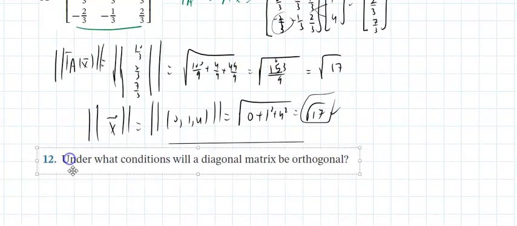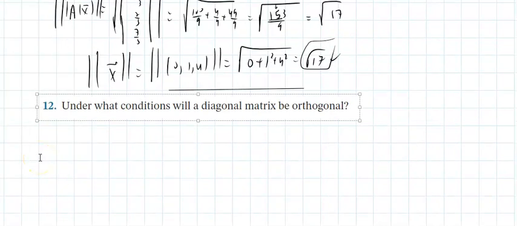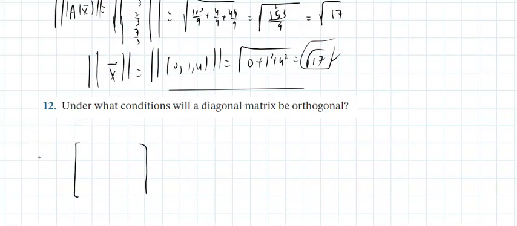Under what condition will a diagonal matrix be orthogonal? Okay, if we have a matrix n by n, and it's diagonal, whatever this letter is, I don't know, let's say L. Well, all of these not equal. They could be plus or minus. There's no specification.